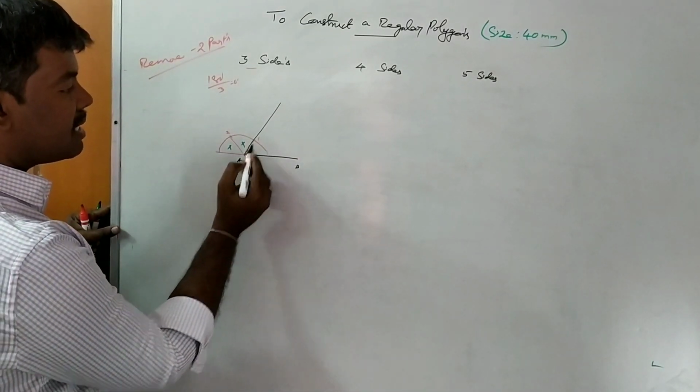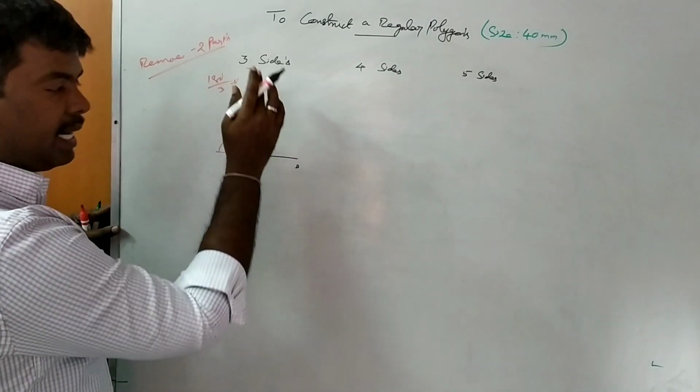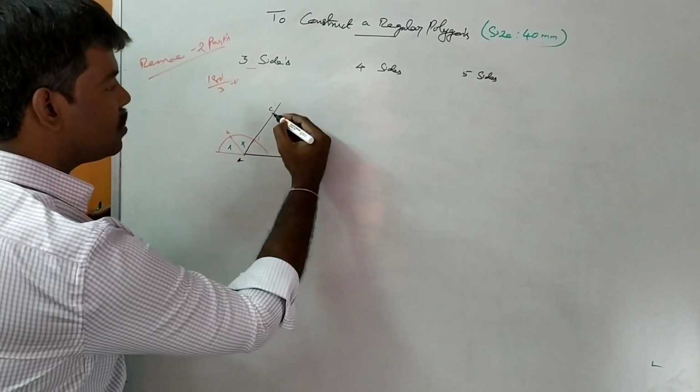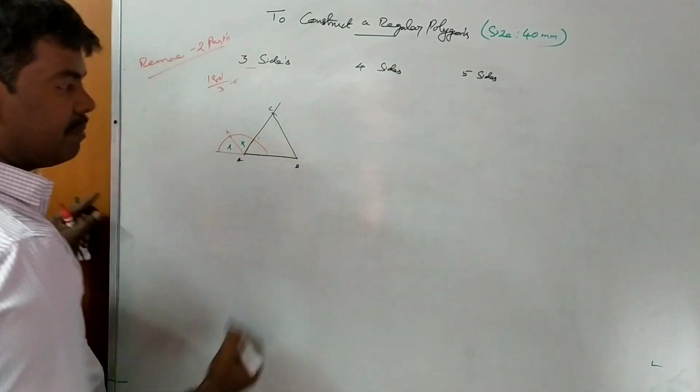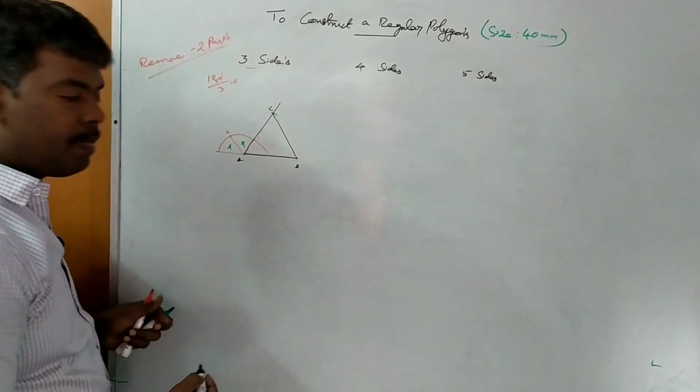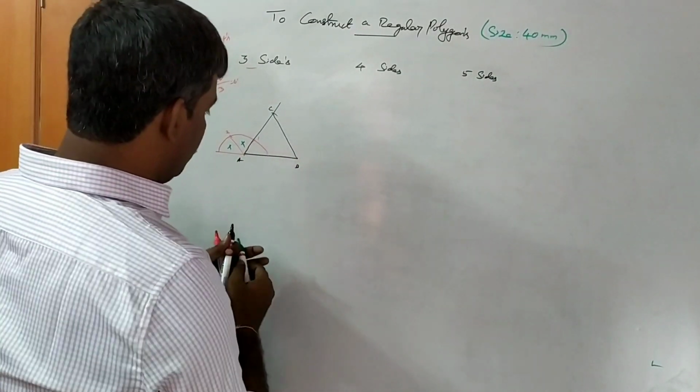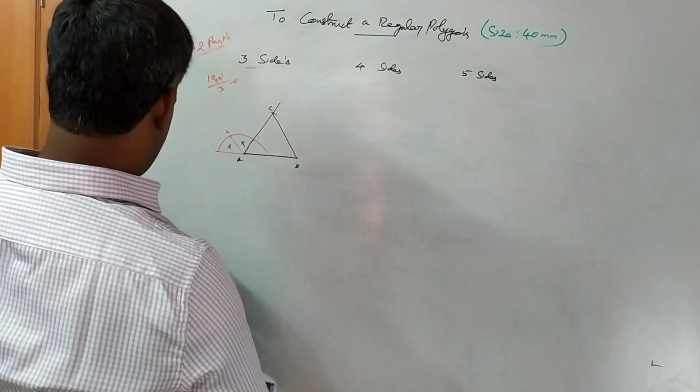You take the compass, A as the center. You intersect an arc on that line. It is C. After that, you join BC. It is 1. Clear?